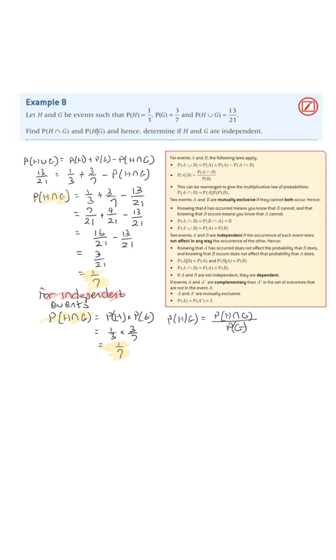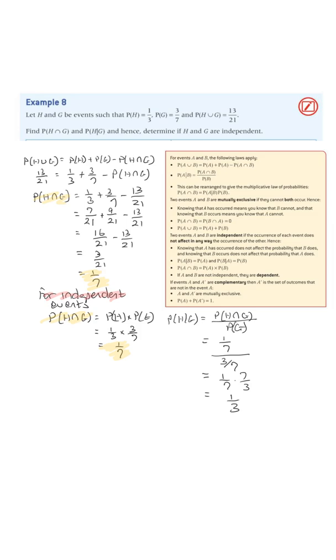Now let's work it out. We know already that the probability of H intersection G is 1 on 7, so we can write that, 1 on 7. We know the probability of G is 3 on 7. And therefore, that's 1 on 7 times 7 on 3, which is equal to 1 on 3.